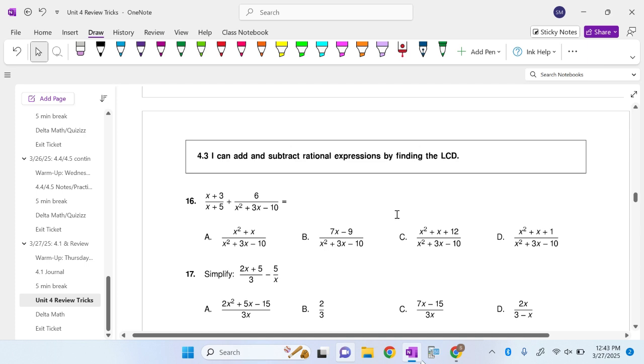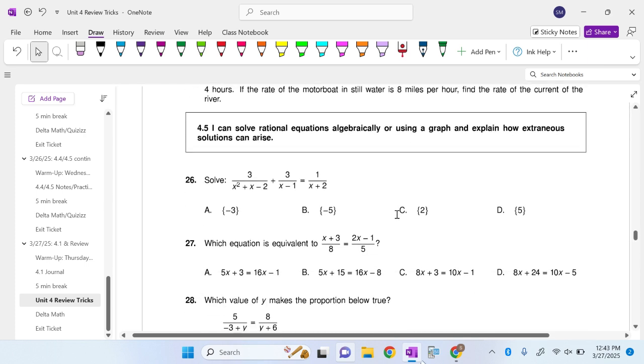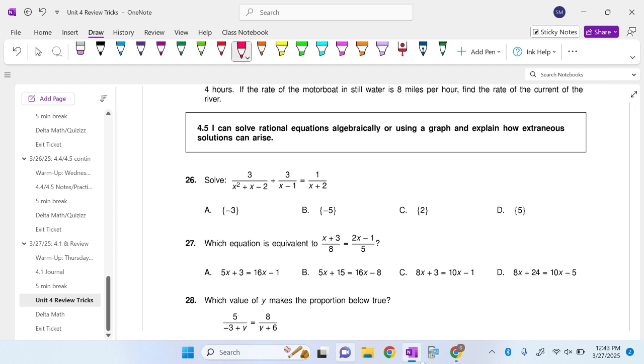So if I'm looking at 26, what I'm going to do is divide both sides of the equal sign, and I'm going to set both of these as y equals this. I'm going to graph them both separately in Desmos. Your answer will be the point of intersection of those two graphs.